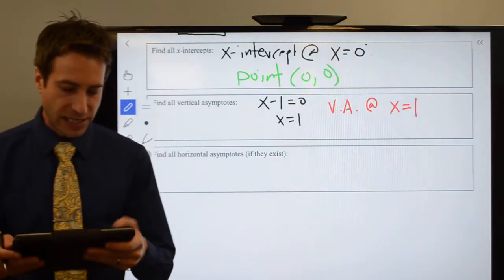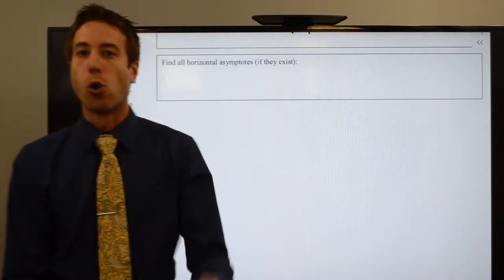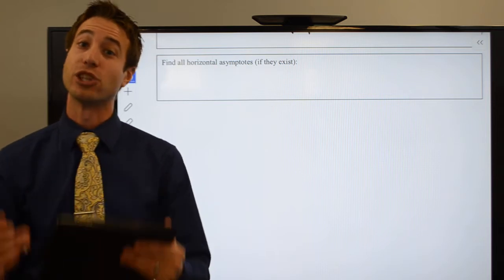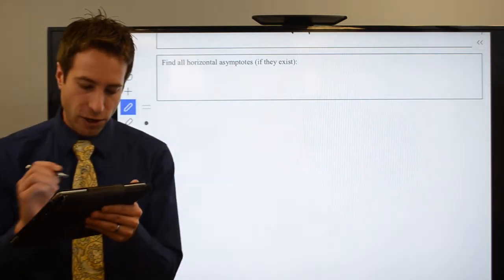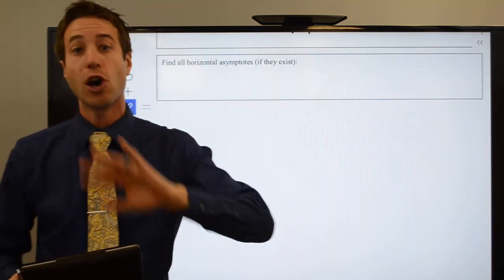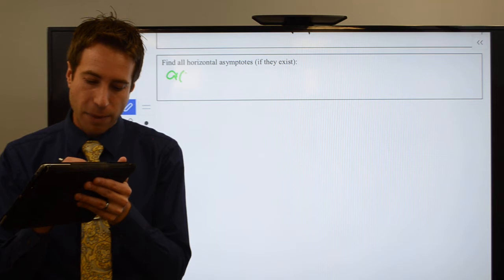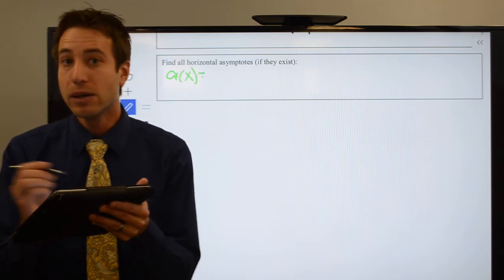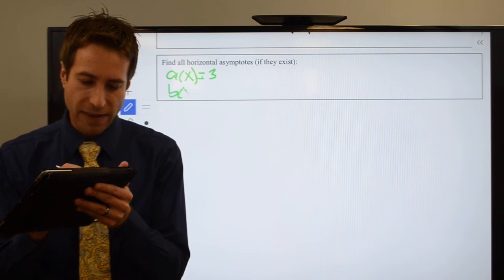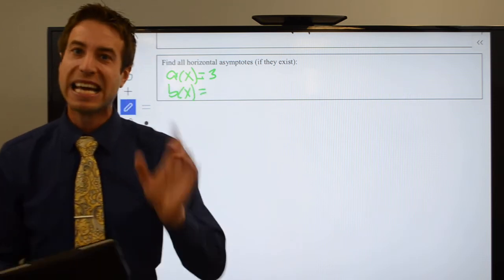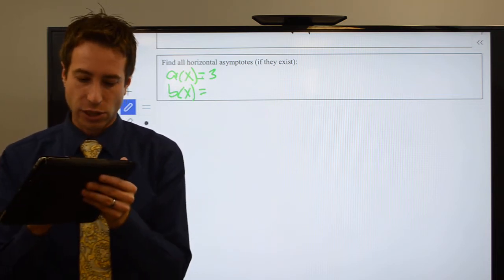All right, the next piece of information I need you to find for me is, you guessed it, horizontal asymptotes. That means I need to know the degree of the top and the degree of the bottom. If you take a look at the function above, it was x cubed over x minus 1. That means the degree of the polynomial in the top is 3. It's an x cubed, so the degree is 3. B of x, the polynomial in the bottom, is x minus 1. The x is to the first power, so that's the degree.